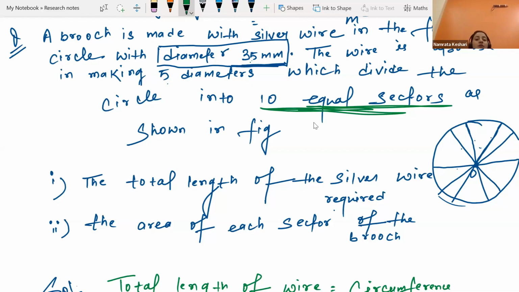But the question is, what will be theta here? Anyone? Theta will be 360 by 10, exactly. The complete angle in a circle is 360 degree, and since 10 equal sectors we are having, 360 by 10 means 36 degree. Each one will be 36 degree. Is it making sense to all of you?